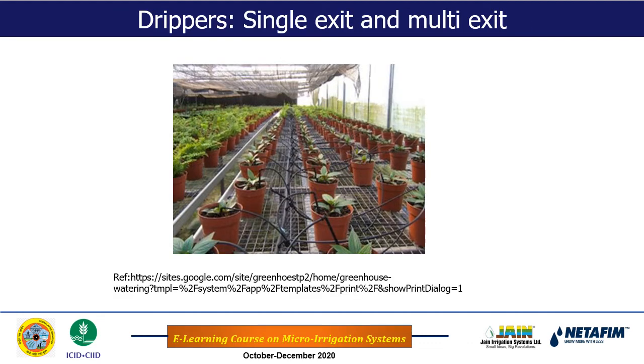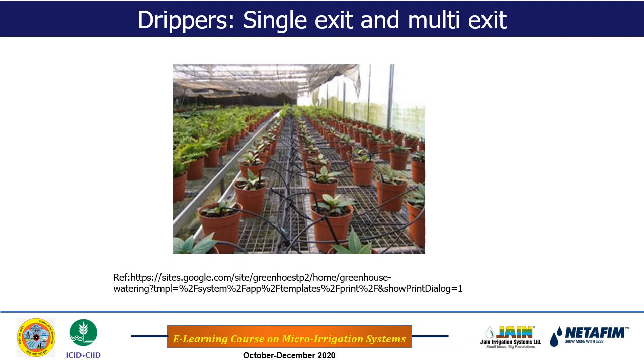Okay, then single exit and multi exit. Normally the emitters are of the single exit kind, but in case of orchard plantation, where we need more emitters per tree, there may be one main emitter connected to the lateral, and from that one emitter a number of emitters will emerge, which we call the spaghetti kind of thing. These emitters will be placed below the canopy in the root zone in such a way that the entire root zone is wetted. So this is the multi exit, but for row crops we need only single exit.